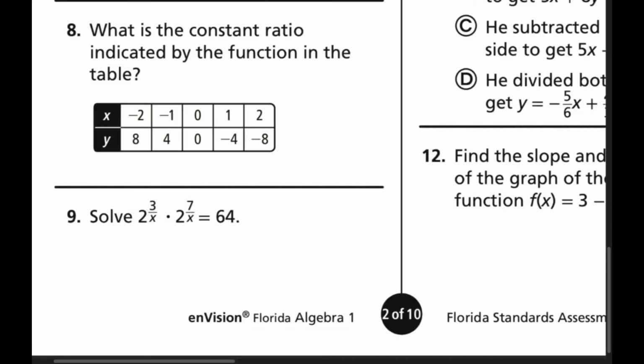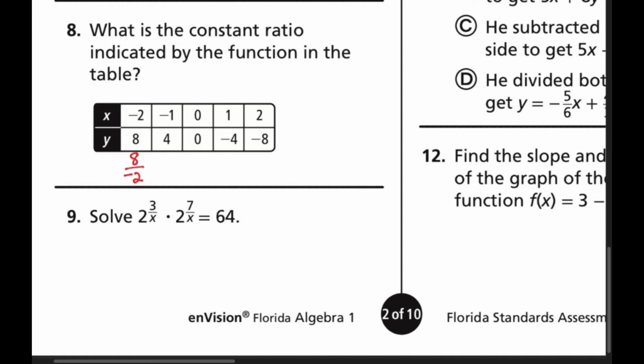Number 8, what is the constant ratio indicated by the function in the table? So constant ratio just means that you have to find the difference in how it's changing. So first thing is, you notice that the x values are consecutive: negative 2, negative 1, 0, 1, and 2. That's important, because if it's not consecutive, you can't do what we're going to do.